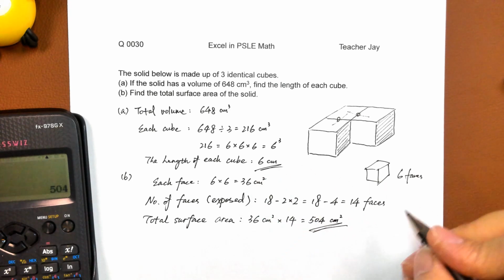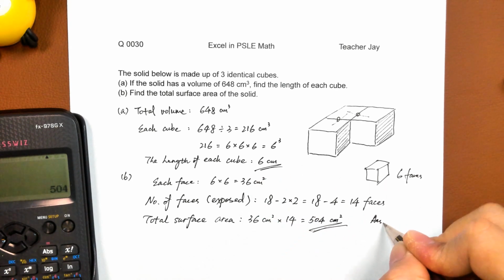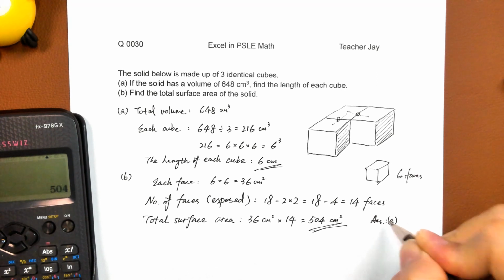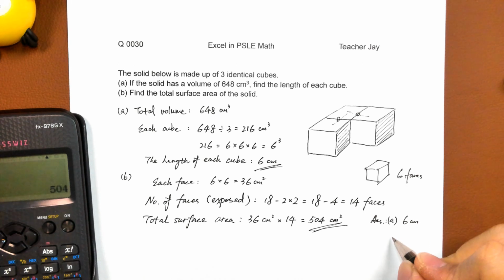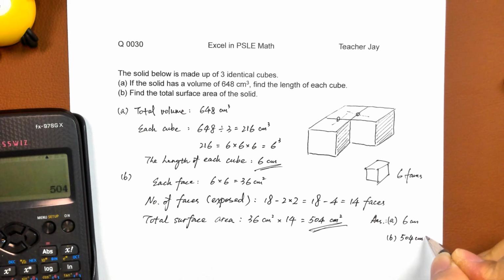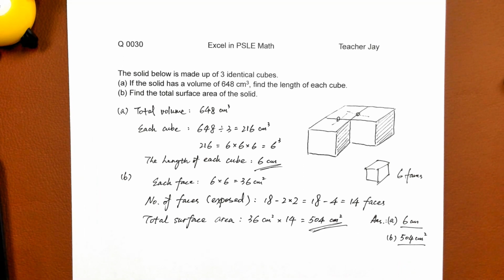Part A answer, 6 centimeters, and part B, 504 square centimeters. Okay, do remember, because opposite faces are glued together, we cannot see them.